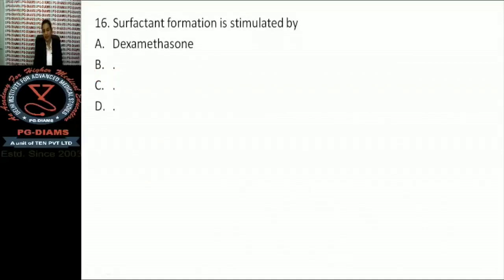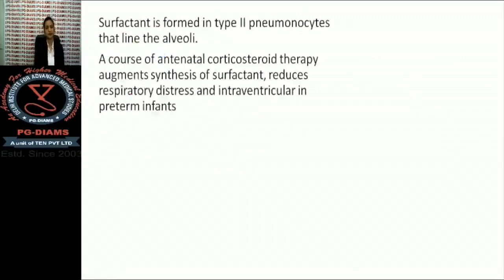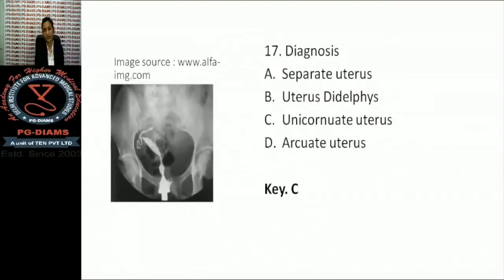Surfactant. I could not get the other options for this question because most of the students thought it was a very easy, straightforward question. If this was the option and there were no other eligible options, this is going to be the answer. Surfactant formation is stimulated by corticosteroids; dexamethasone is one of them. Surfactant is formed in type 2 pneumocytes in the lung, which line the alveoli. A course of corticosteroids is given in preterms to accelerate formation of surfactant, and this helps decrease the chances of respiratory distress syndrome from surfactant deficiency.